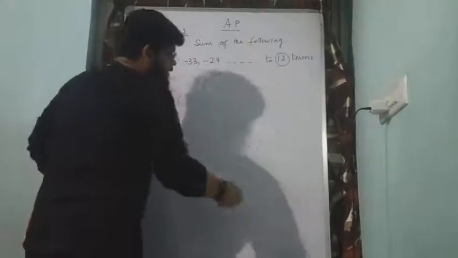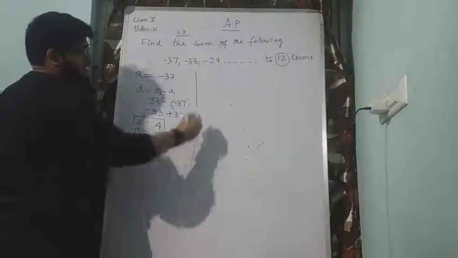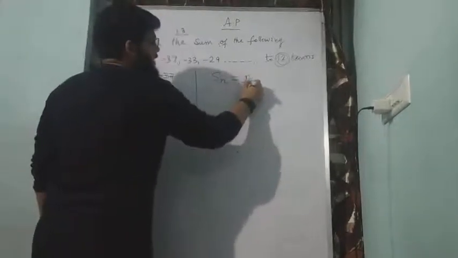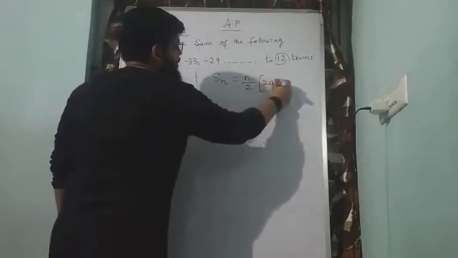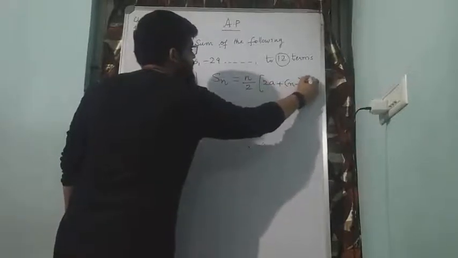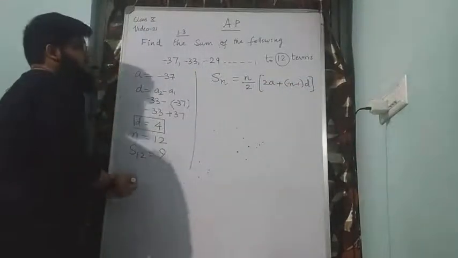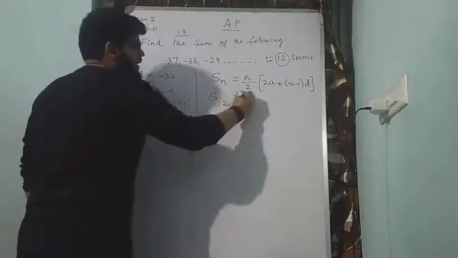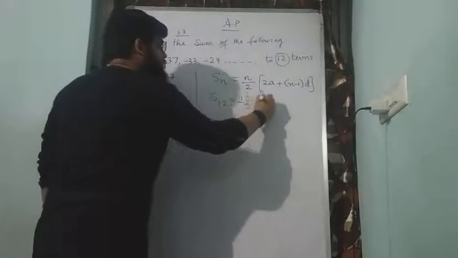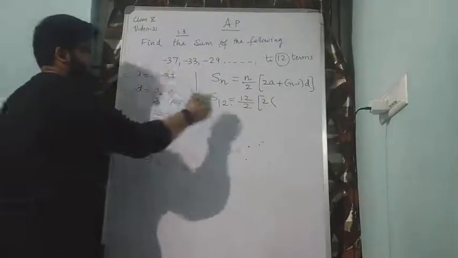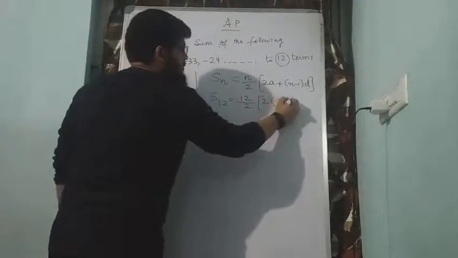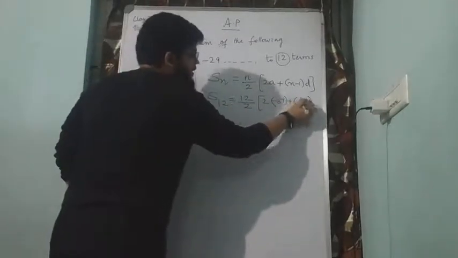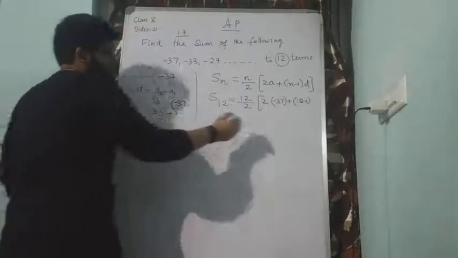So as discussed in the last class, after writing down the data, we write the formula. The formula is Sn equals n by 2 into 2a plus n minus 1 into d, right? So the value of n will be 12, so it becomes S12 equals 12 by 2 into 2 into the value of a, which is minus 37, plus the value of n is 12 again, 12 minus 1, and the value of d is 4.